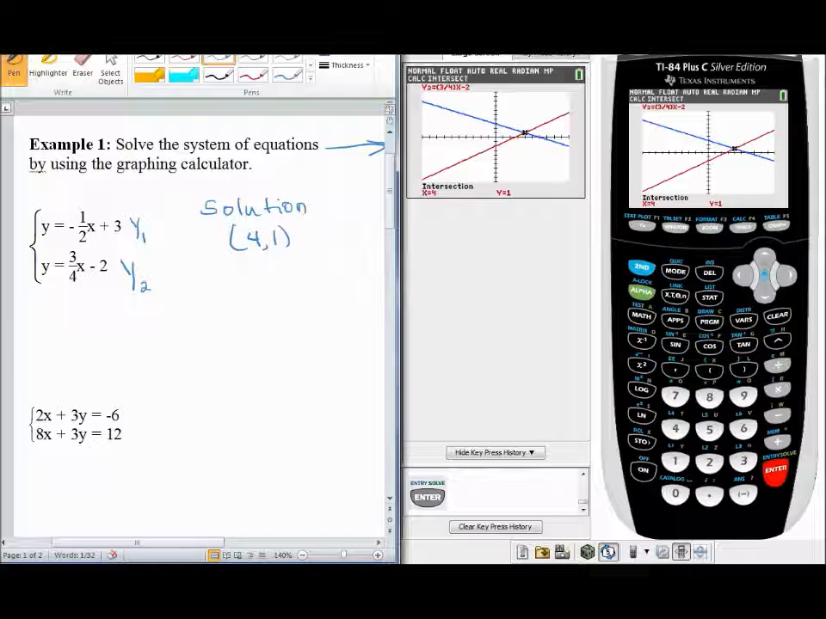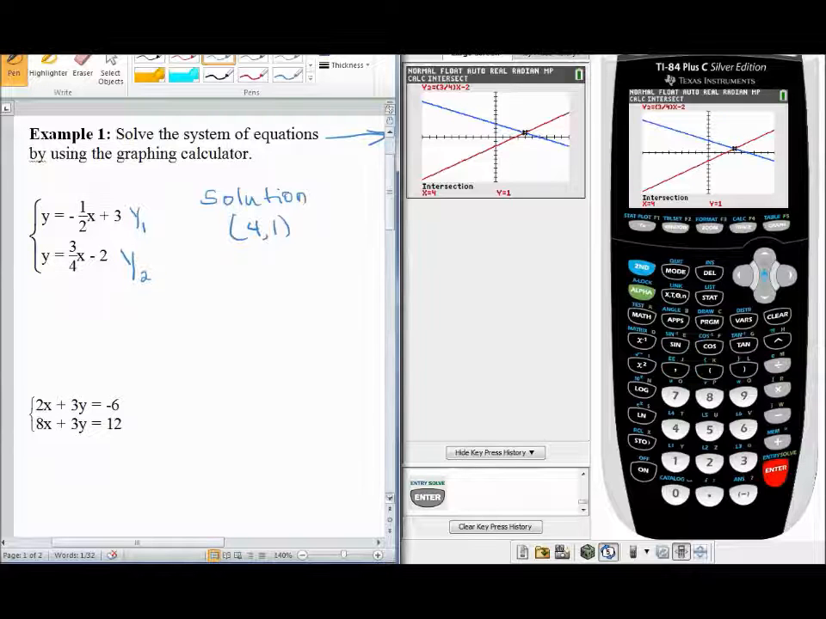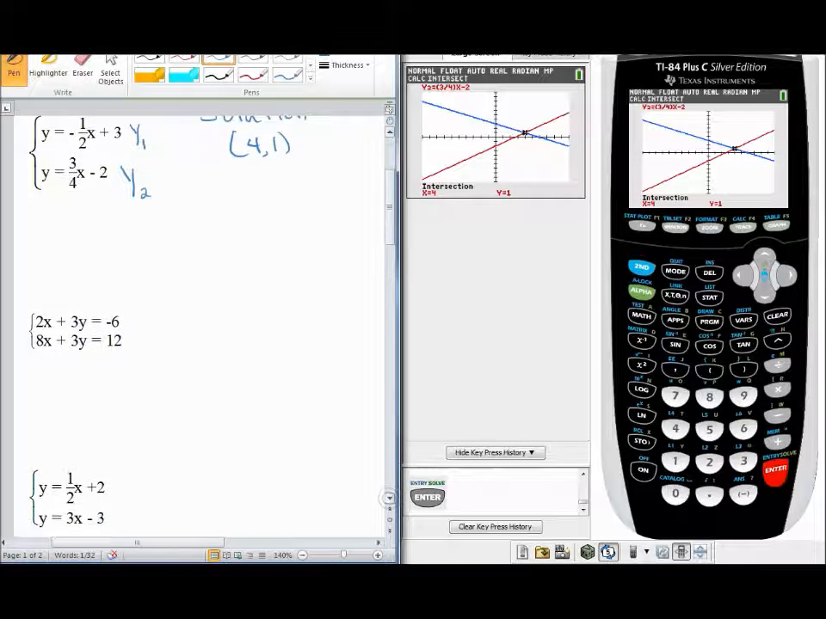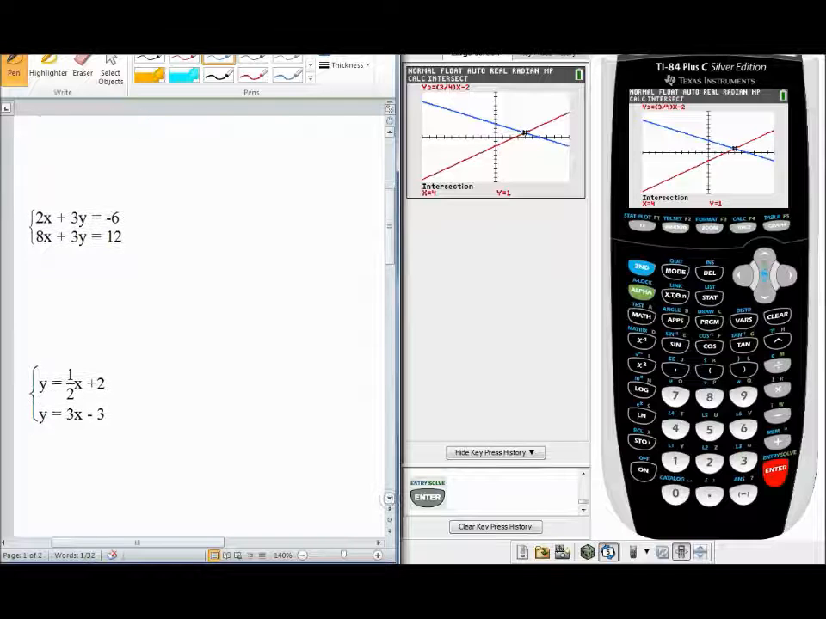Okay? It's a fairly simple process, especially if they're already in slope-intercept form. All you have to do is put them in your y equals and find that intersection. Okay, let's try this next one together. We're going to do 2 of these together, and then you'll stop the video and try 2 on your own.